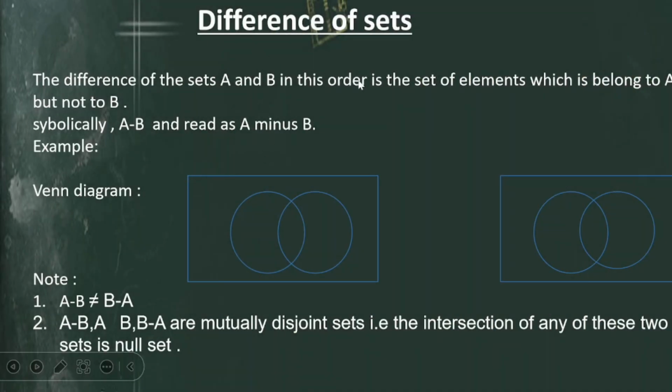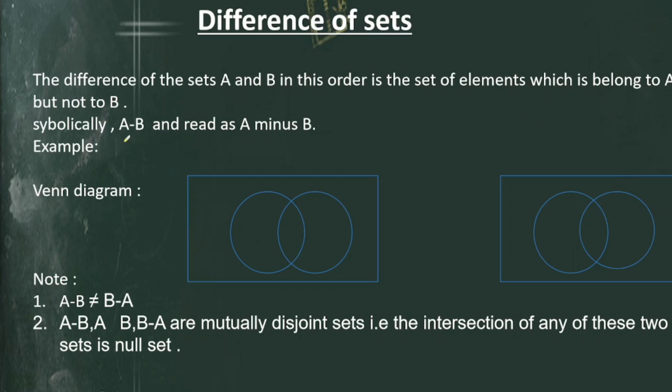So what is difference of sets? The difference of sets A and B, in this order, is the set of elements which belong to A but not B. The difference of sets is a new set called A minus B, and the elements should belong to A but not B.